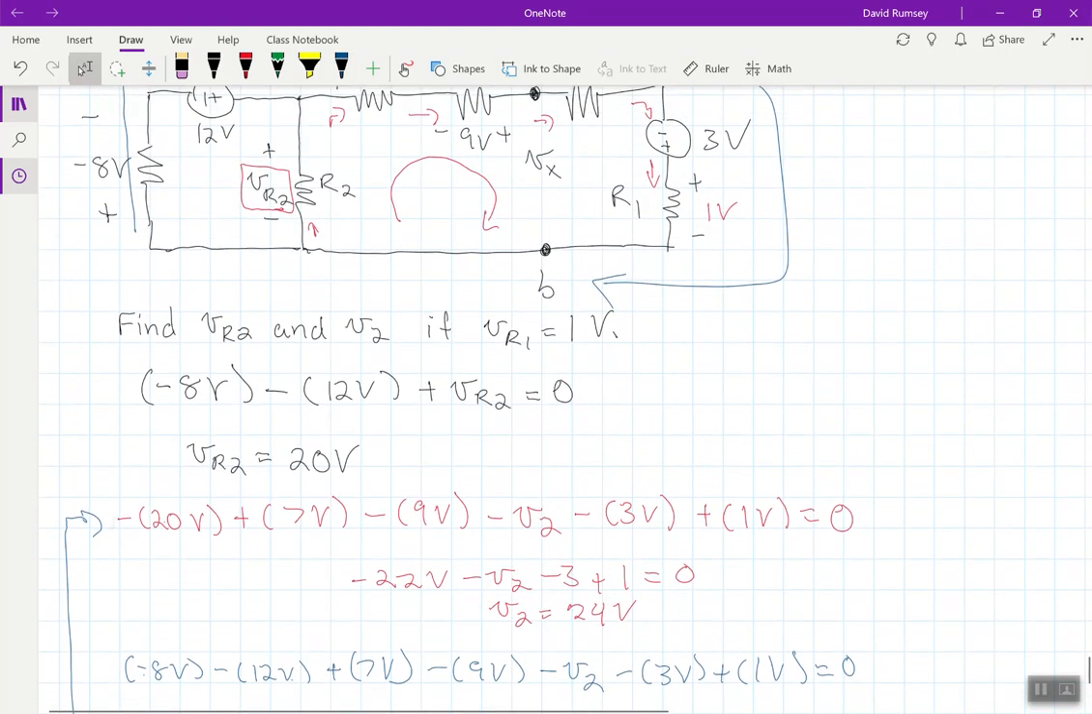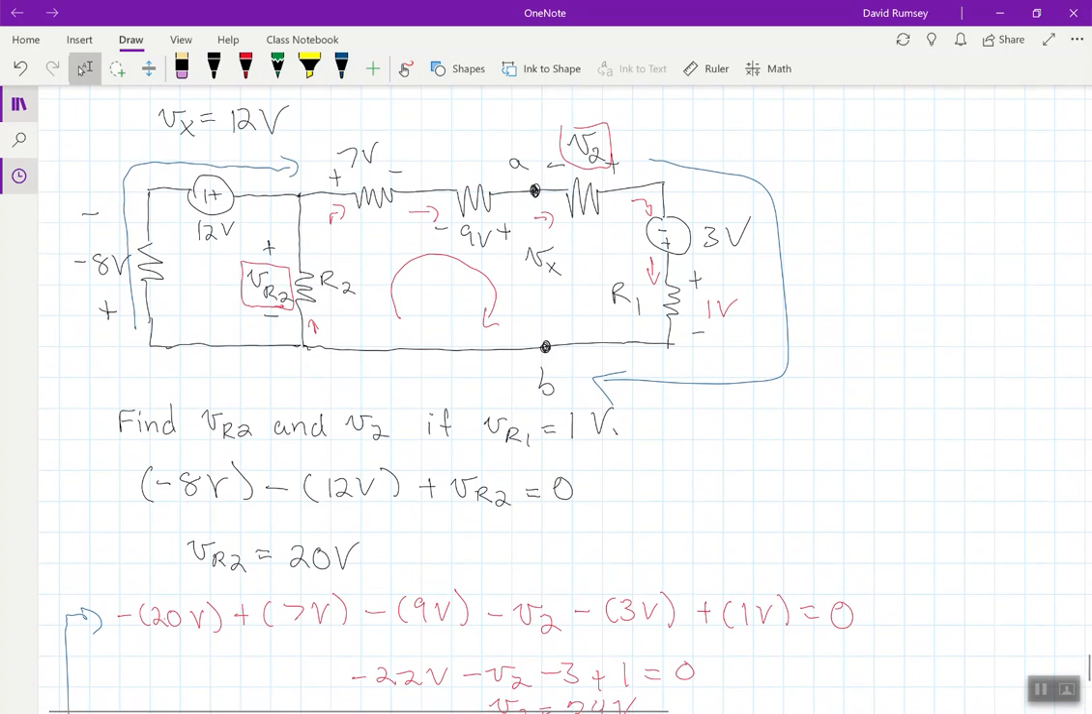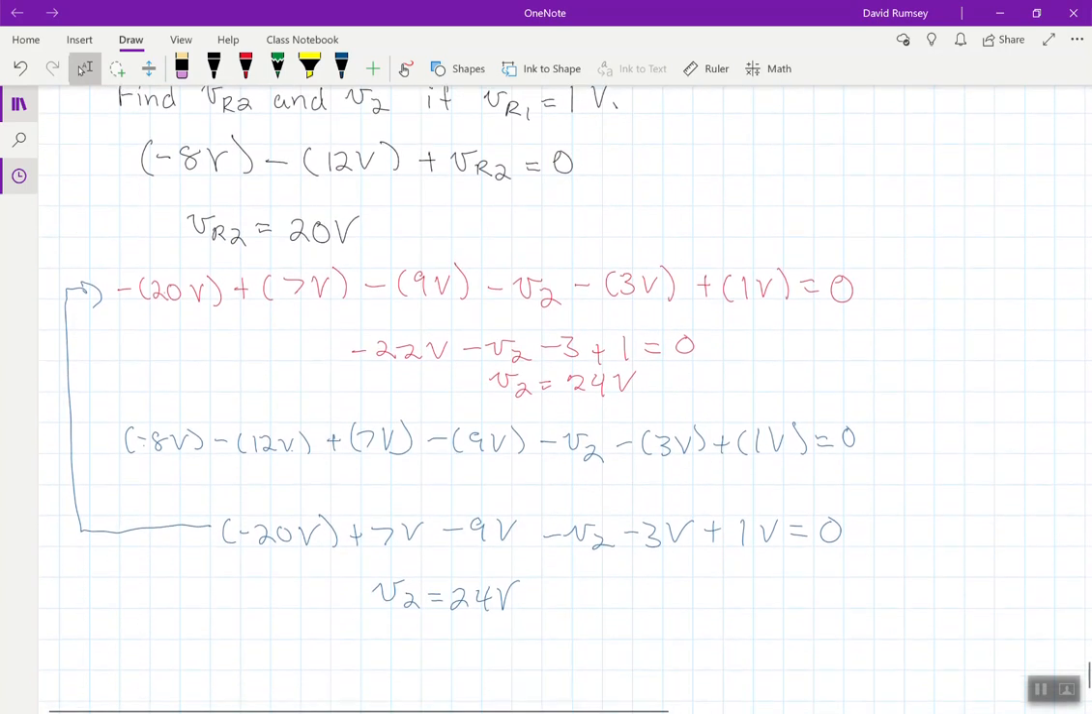So the key reason I wanted to show you this is that it doesn't matter what loop you use as long as the loop contains one of the unknown voltages that you're looking at. Now the only thing we have to be careful of again is we really want to make sure we pick the loops that make the most sense for us to solve the problem. It's not that picking any particular loop is wrong, it's just some will be more advantageous to solving the problem than others. So that's what we need to take away from this example.